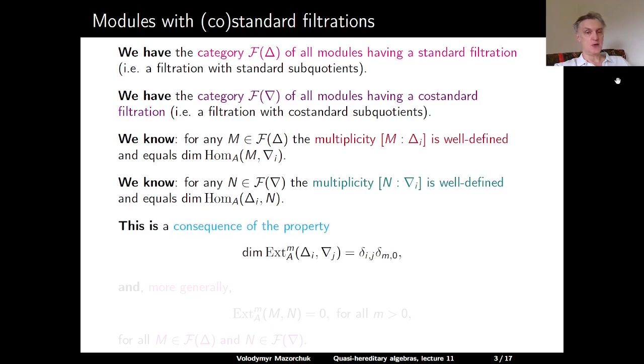All the above is a consequence of the property that standard and costandard modules over a quasi-hereditary algebra form homologically orthogonal families. This means that the dimension of the m-th extension space over A from Delta i to Nabla j is equal to 1 if i is equal to j and m is equal to 0, and it is 0 otherwise. More generally, given a module M with a standard filtration and a module N with a costandard filtration, for any positive integer m, the m-th Ext space over A from M to N vanishes.